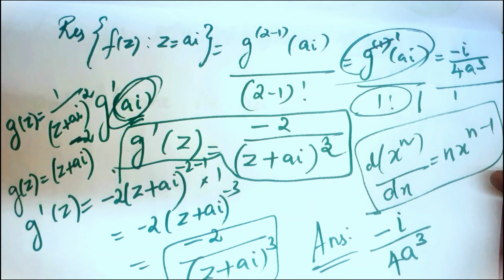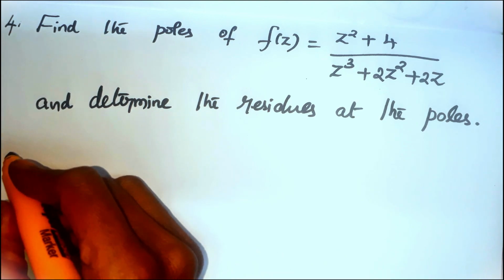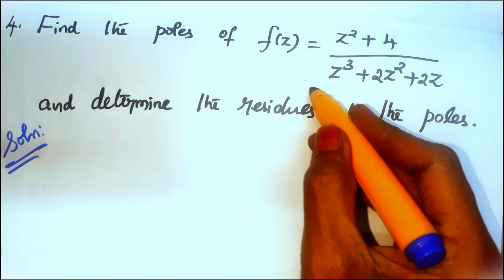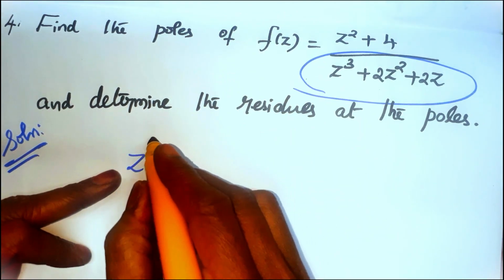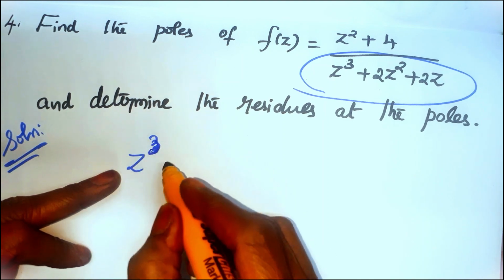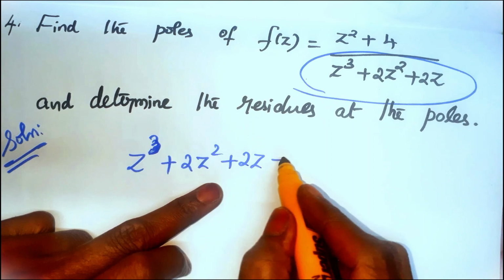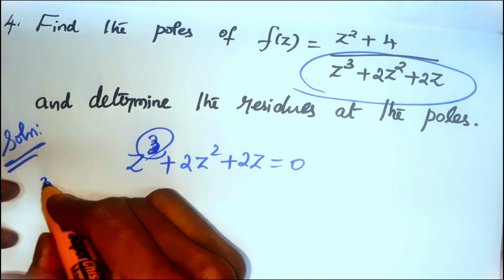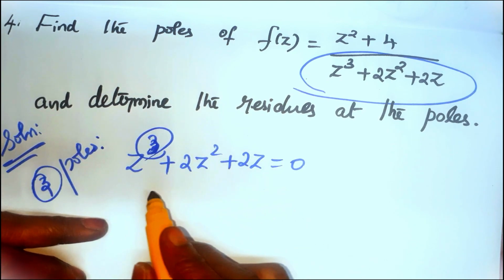Is that clear? The next problem is we are going to find the poles of the given function f of z, and we are going to find the residues at the poles. So first we have to find the poles. How to find the poles? We have to take the denominator equal to 0. So z cube plus 2z squared plus 2z equal to 0. Since it is of power 3, we have to find 3 poles. Am I right? For that, all the terms are having z as common.